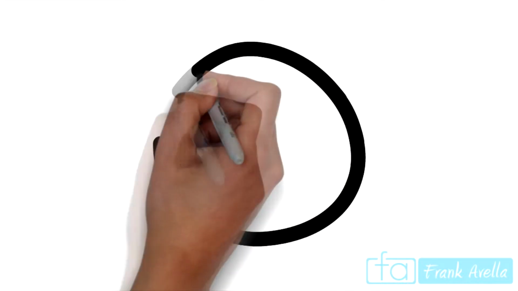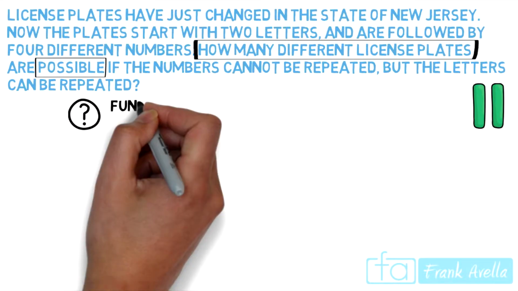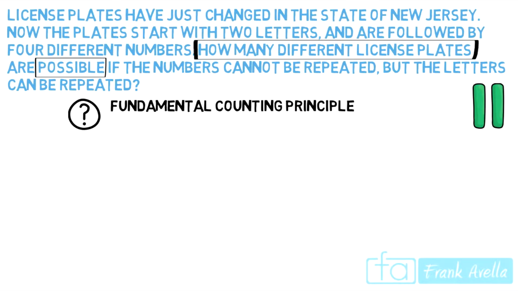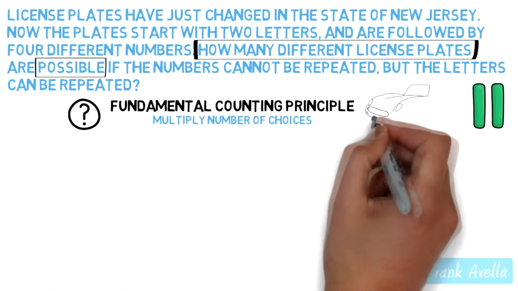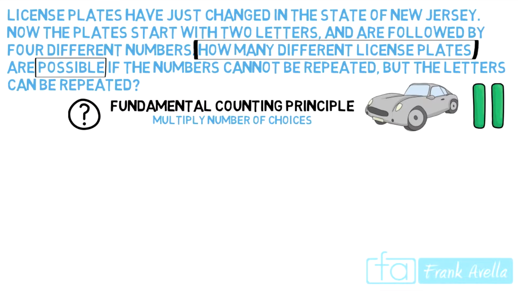So the first thing we're going to do is look for what the question asks us. What it's basically asking is how many different license plates are possible. And when thinking of the total possibilities, you should think about the fundamental counting principle. With the fundamental counting principle, you basically just multiply the number of different choices. Now this question in particular revolves around the number of different choices of letters and numbers on a license plate.